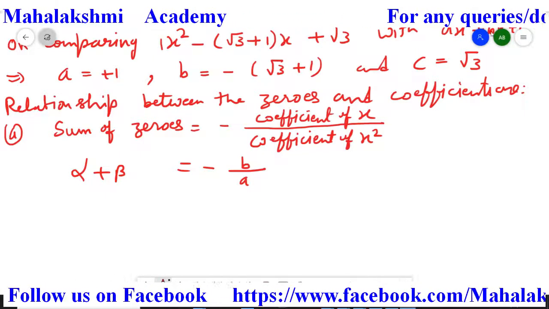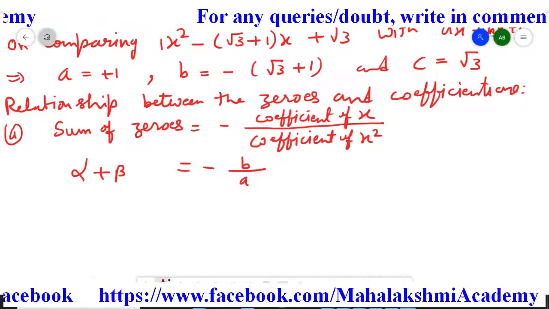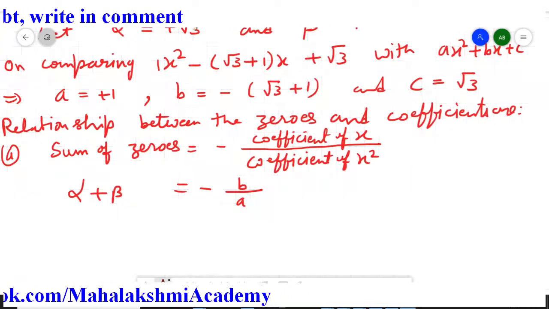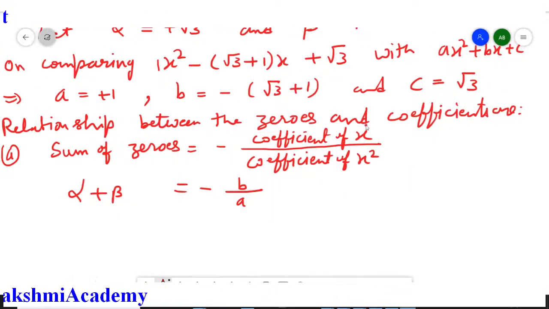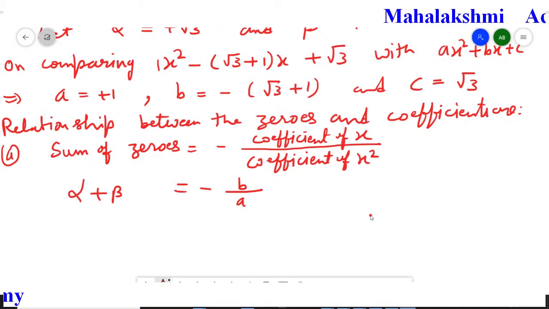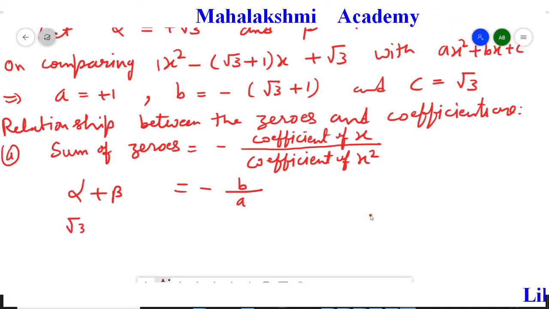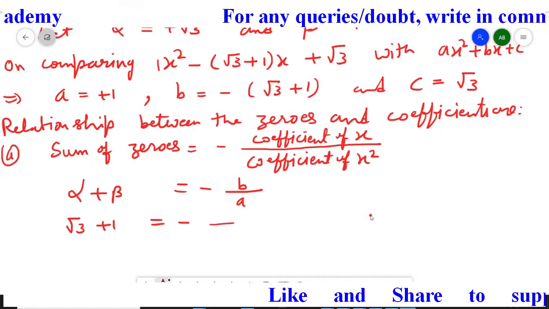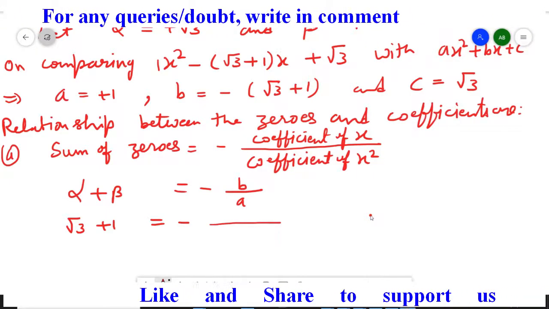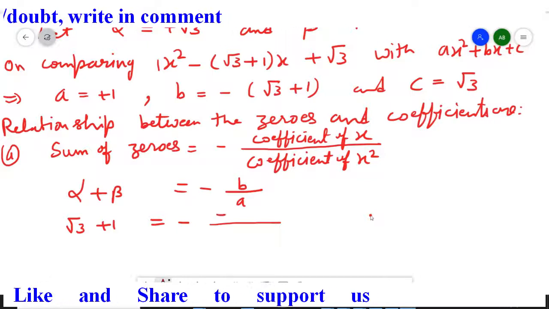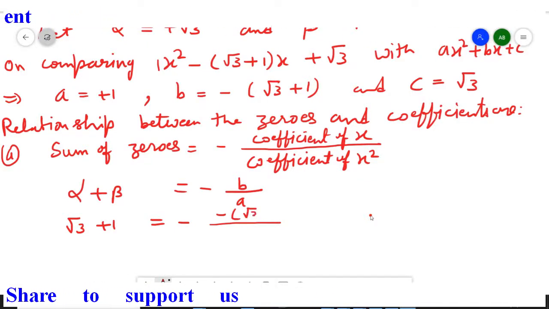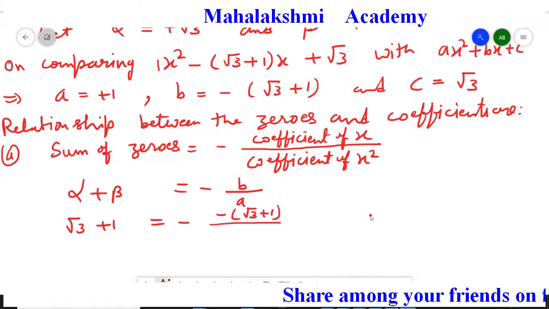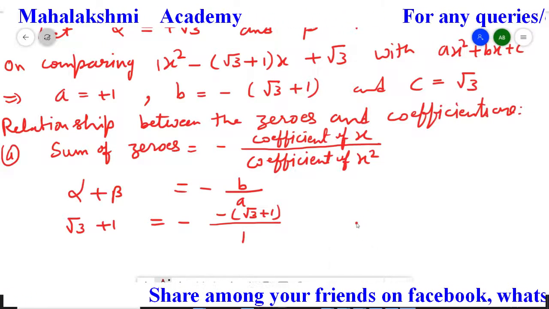Now we put the values of the two zeros, alpha and beta. Alpha is root 3 and beta is 1. So we'll write here root 3 plus 1. This minus sign is because of the formula. Now b. So b is minus root 3 plus 1, so we'll write here minus root 3 plus 1. Now a. So a is 1. Now we have to solve this, students.